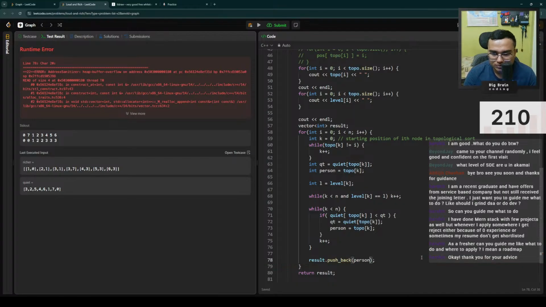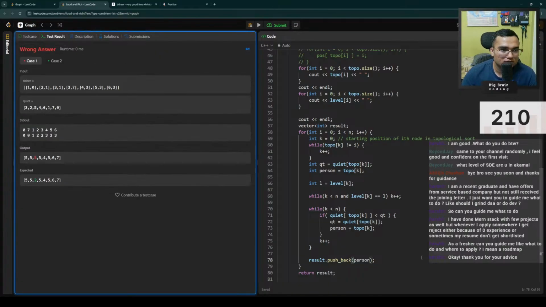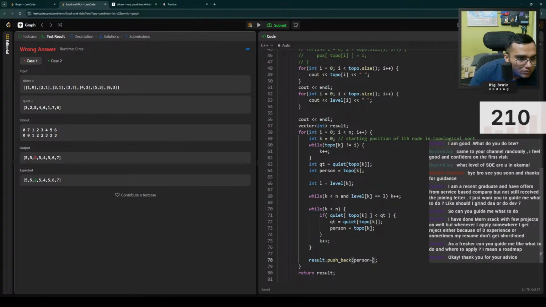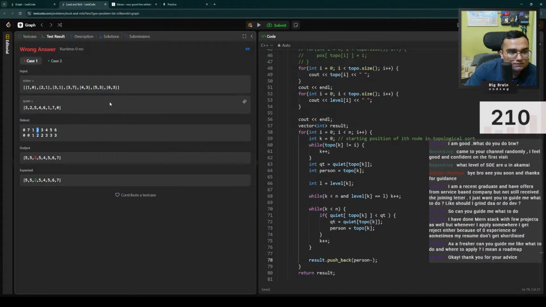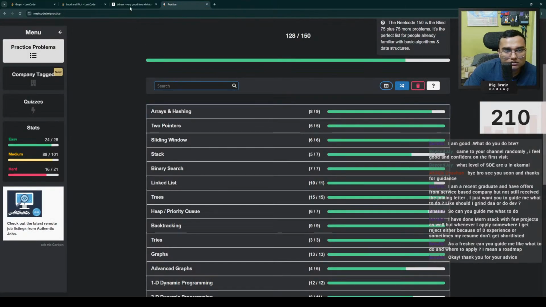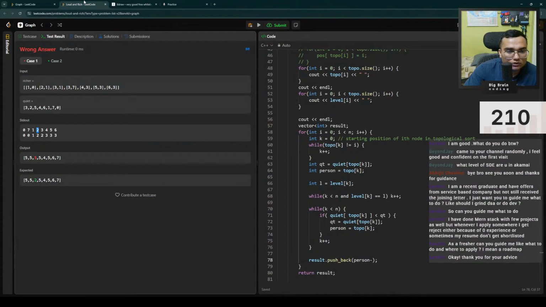Nah. Should be person, not that, brother. There's a problem. Person 3, which is this 2, right? After 2 we have 3, 4, 5, 6. What? 3. Okay, what is the quietness of 2? 0, 1, 2. What is the quietness of 2? 5, right? Okay, equal will also work, right?